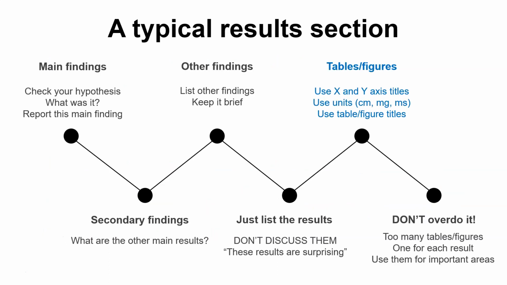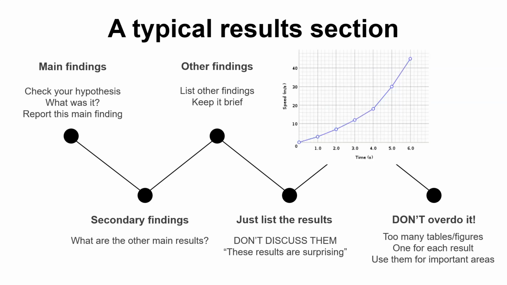Moving on, you need to use tables and figures in your results section, and also label them properly. Use an X and Y axis title if you're doing a bar chart or a graph. For example, you can see here on the Y axis you've got speed, and on the X axis you've got time. Just put a very simple label like that so it's very clear to follow.